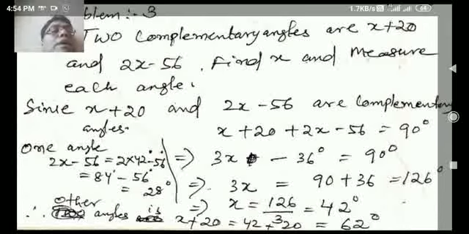Then find out x plus 20 degrees and 2x minus 56 degrees. So x plus 20 is 42 plus 20, which is 62 degrees. And 2x minus 56 is 2 into 42 minus 56, so 84 minus 56, that is 28 degrees. Therefore, the two angles are 62 degrees and 28 degrees. I hope you understood this problem. It was sent earlier, but because of the clarity problem, it is resent again. Thank you.